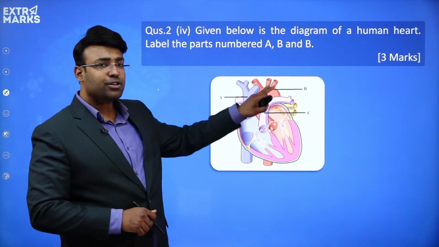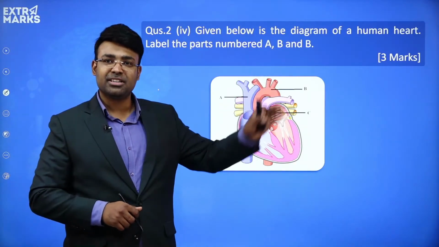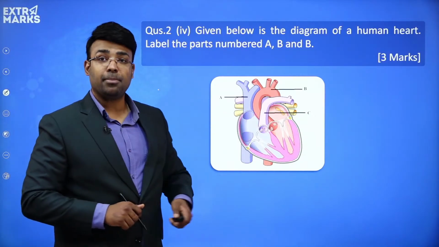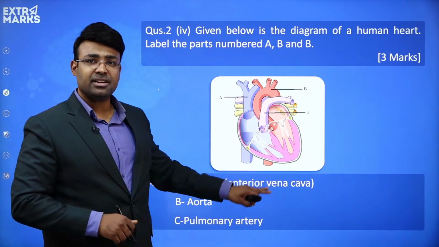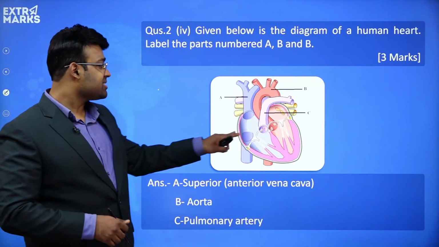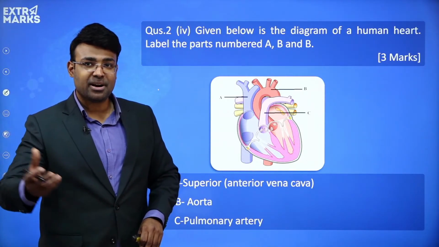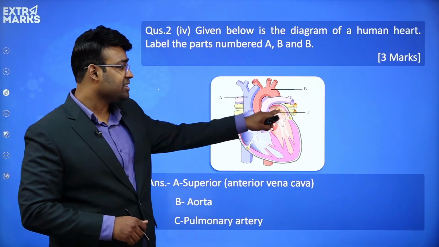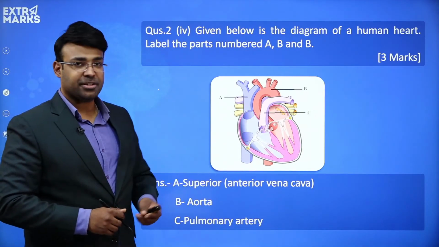Then the B part is the aorta, which is going to supply the oxygenated blood to the entire body. And then we have the C part, which is the pulmonary artery. So here you can see everyone, A is the superior vena cava, which can also be called the anterior vena cava, B is the aorta and C is the pulmonary artery. If I mention other parts as well, like D, this one is the right atrium, this one the left atrium, this one the ventricles, right and left, and a lot of other parts are there. Clear?